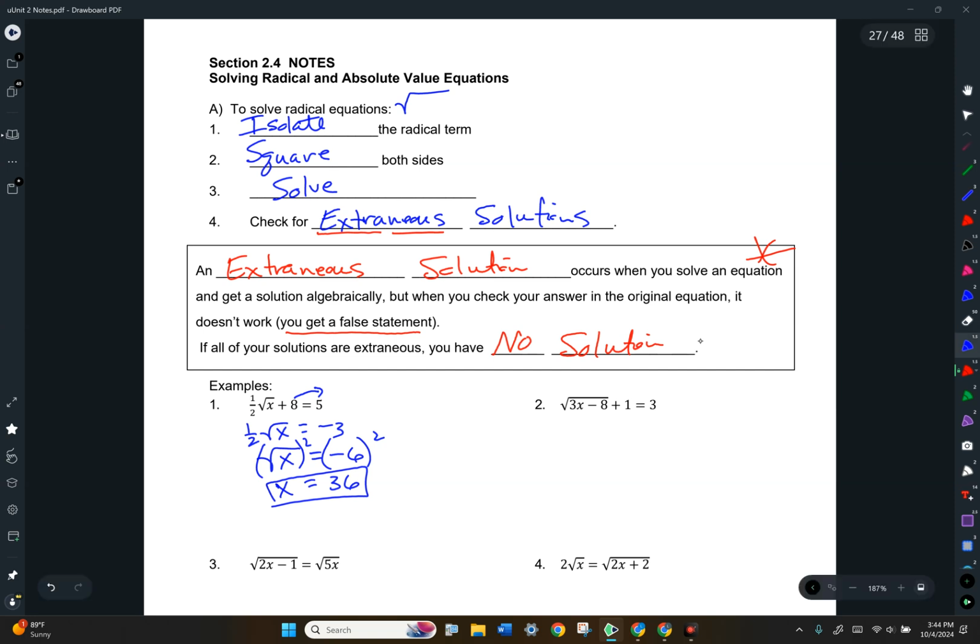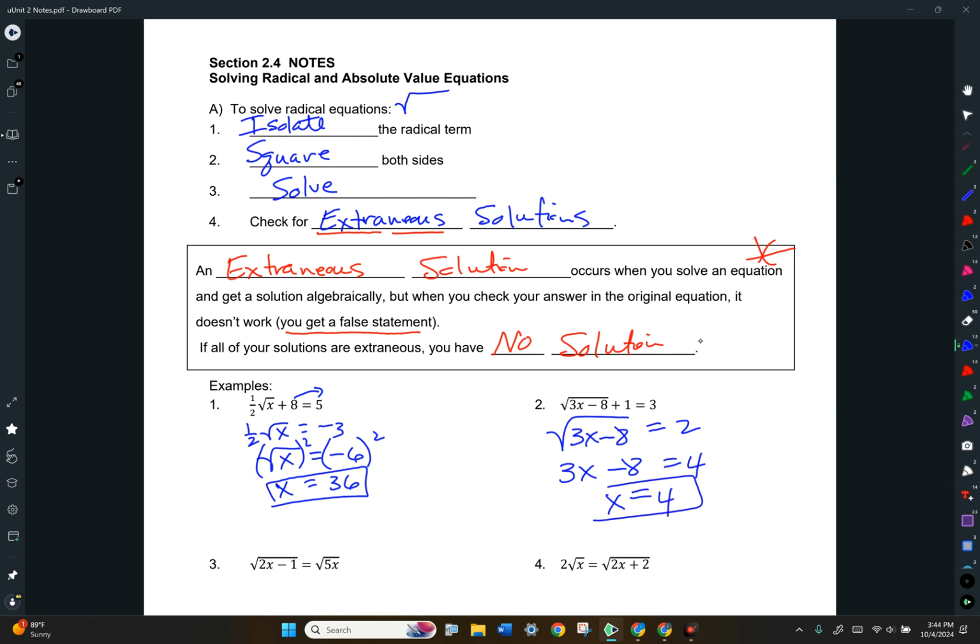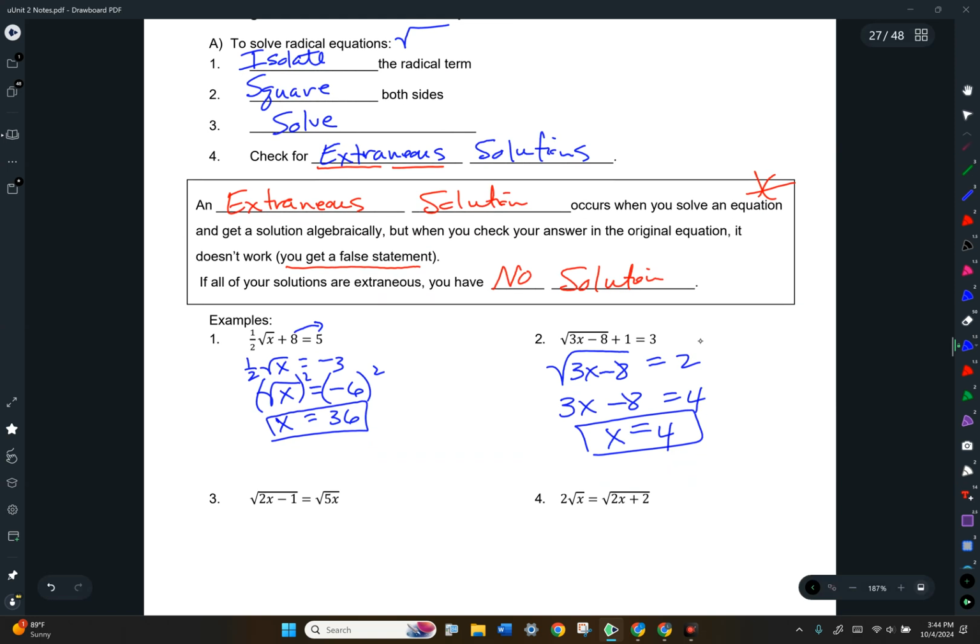Okay, so let's look at number 2. If I want to solve, I want to get that square root by itself, so subtract 1. So the square root of 3x minus 8 is going to equal 2. Remember, the whole point now is to square both sides. So 3x minus 8 equals 4. And now you can easily go on and solve for x, right? If I add 8, I'm going to get 12, and then divide by 3. So I'm going to get 4. Now, those are very simple, very basic. We would probably do that kind of a solving problem in Algebra 1.